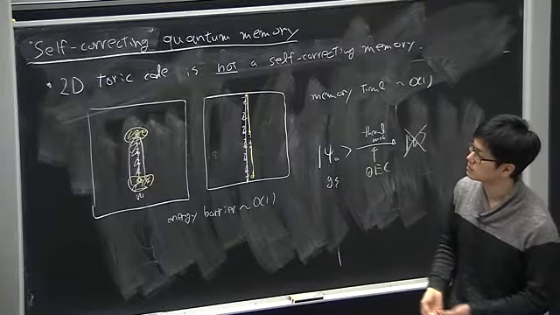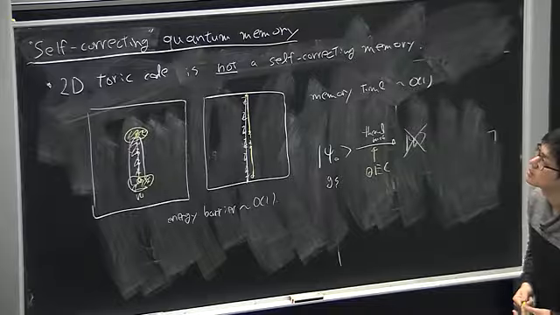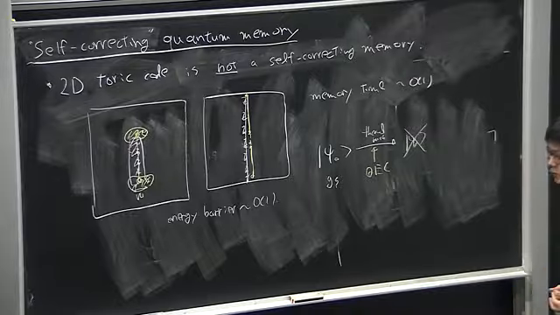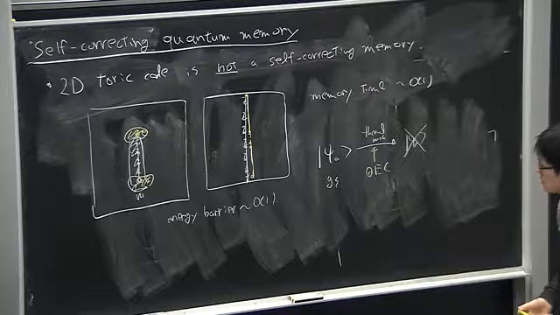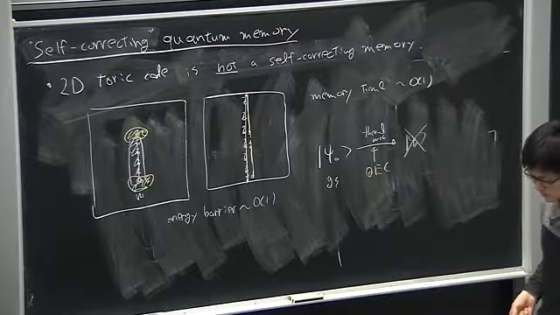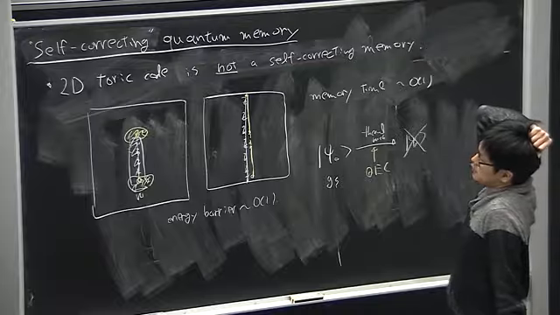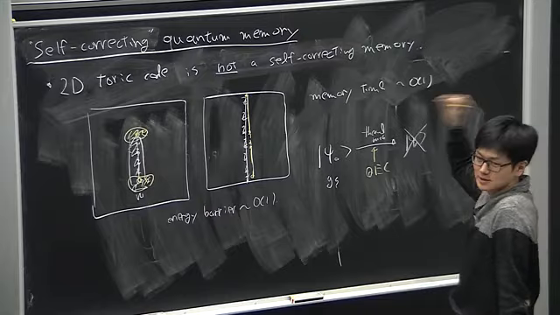As a result, such a 2D stabilizer memory is not a good self-correcting quantum memory at finite temperature. That's something you can sort of prove. Okay, so that's a kind of unfortunate situation, but still it's just 2D.